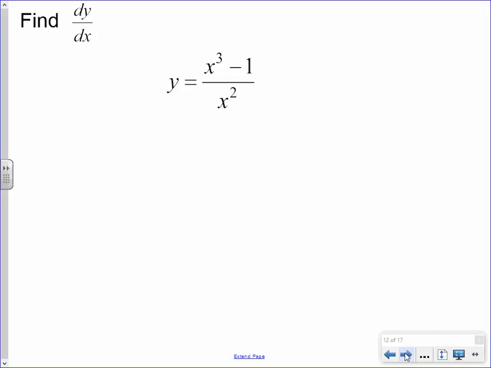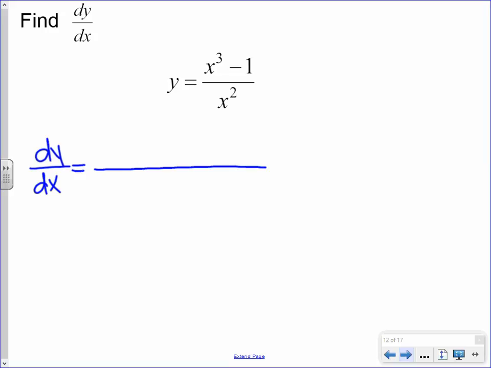We're going to talk about this one two different ways. Is it a quotient? Yes, which means can we use the quotient rule? Yes. So if we use the quotient rule, just hold on. Keep that in the back of your mind. We're going to look at the quotient rule first.